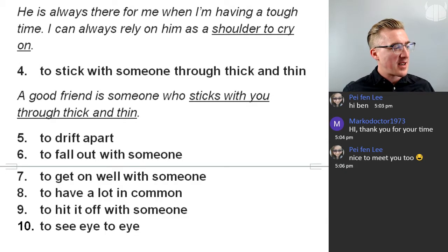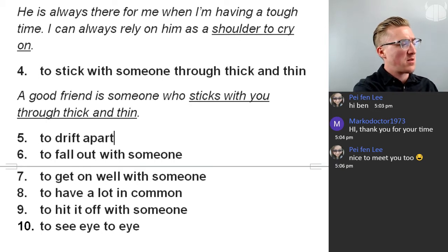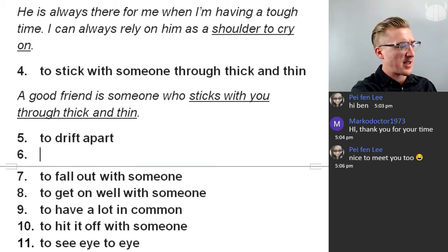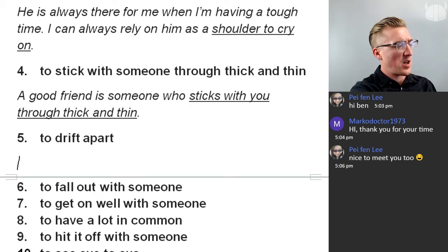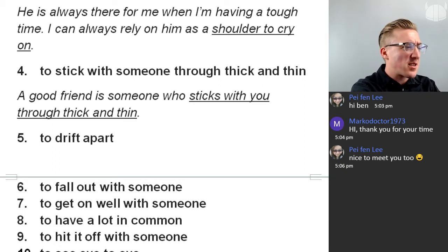All right. How about drift apart? Let's try this one next. What does it mean to drift apart? It's very similar to the expression we saw a minute ago, to lose touch. Okay? So to drift apart means to, as time goes by, slowly your lives kind of separate.